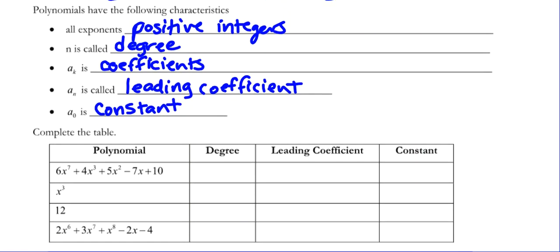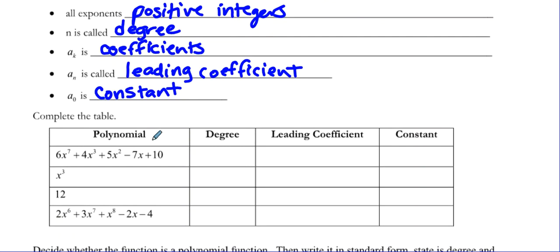Okay, so looking at some example polynomials right here, the degree is the largest exponent. So largest exponent is 7. The largest exponent is 3. There is no exponent here because there's also no x. I could put in an x to the 0 power because that's 1. So I could say my degree is 0 here. And in this one, don't be fooled because the largest exponent's in the middle. So the degree is 8.